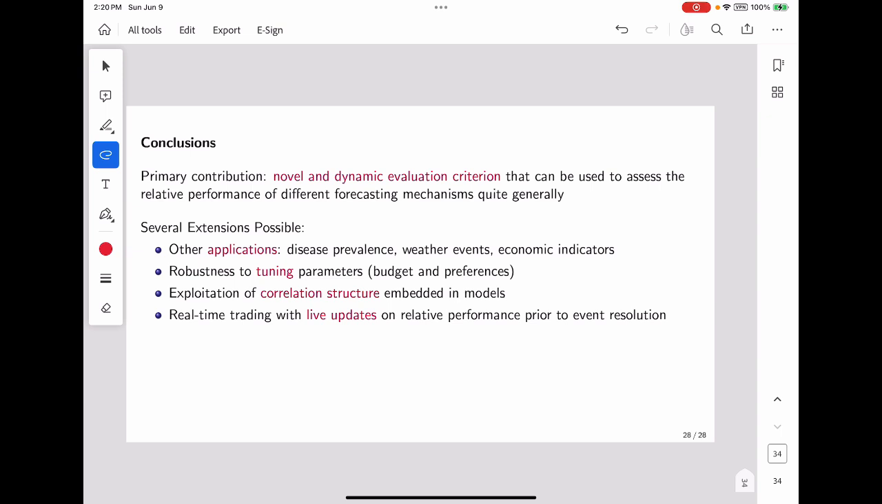And one can generalize the model that I presented to you to have a virtual trader that takes into account correlation structure. And finally, what I showed you was retroactive. We looked at the prices and we looked at the model forecasts historically, and we hypothetically constructed a set of trades that a virtual trader would have engaged in. And one could do this actually in real time and have live updates, even before the election occurs, that look at the relative performance of models and markets.